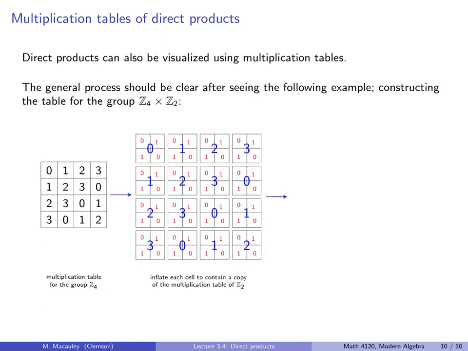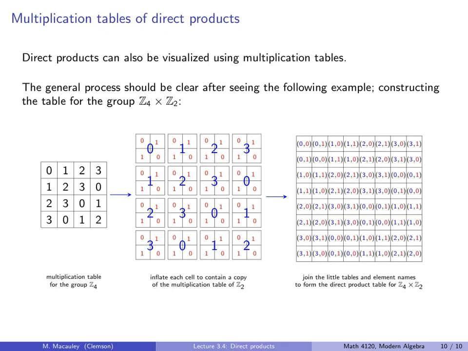And then we inflate each one of these little cells to contain a copy of the multiplication table of Z2. So I think the picture should be clear as to what I mean by that. So a multiplication table for Z2 is just this 2 by 2 thing that has zeros and ones in it. And then from here, and finally, we join the little tables and element names to form the direct product table for Z4 cross Z2. And of course, we can do this for much more complicated groups, but I think this example should motivate the concept.